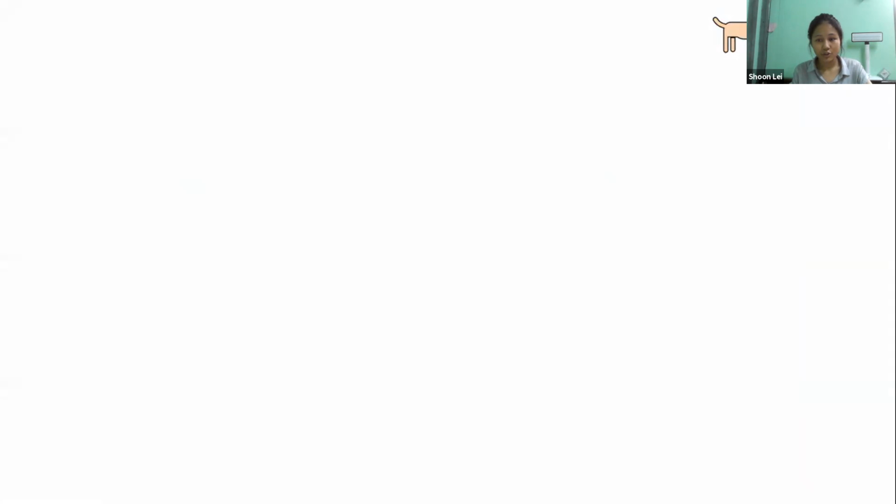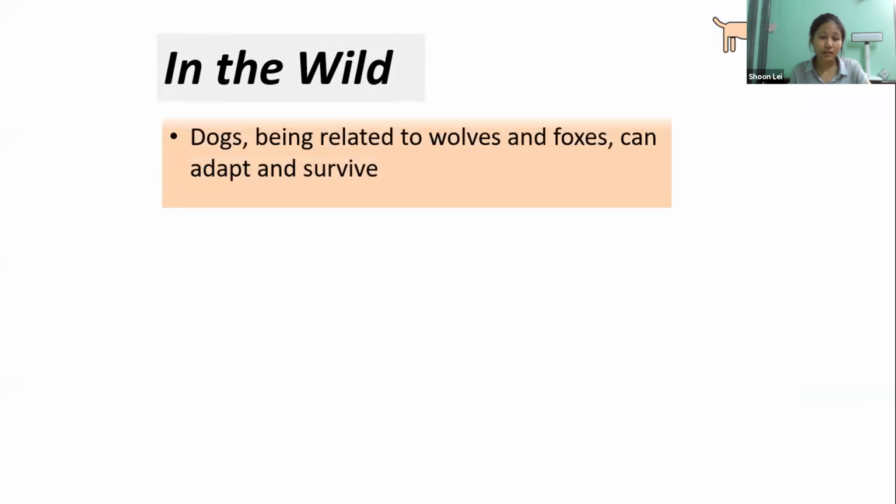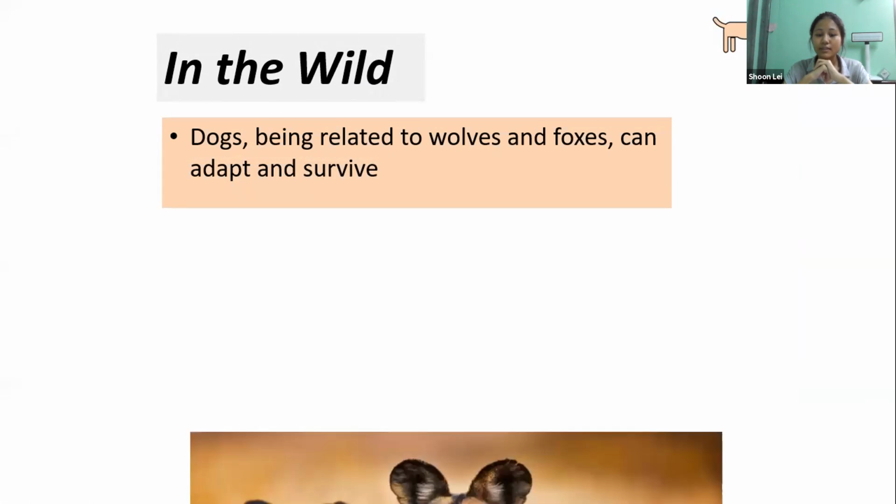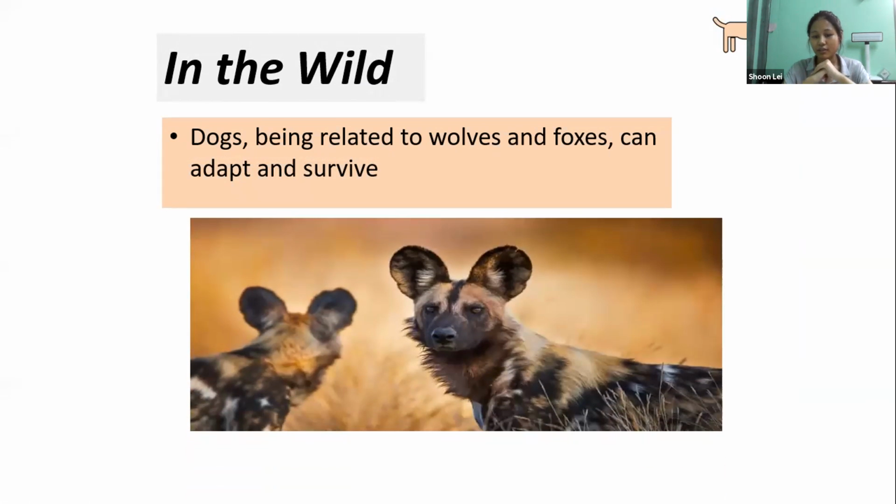And the second solution is to send all the dogs from the cities to the wild. Will dogs survive in the wild? Yes. Dogs are related to wolves and foxes, which means they can adapt and survive without the help of humans. This is a picture of 2 hyenas in the wild.